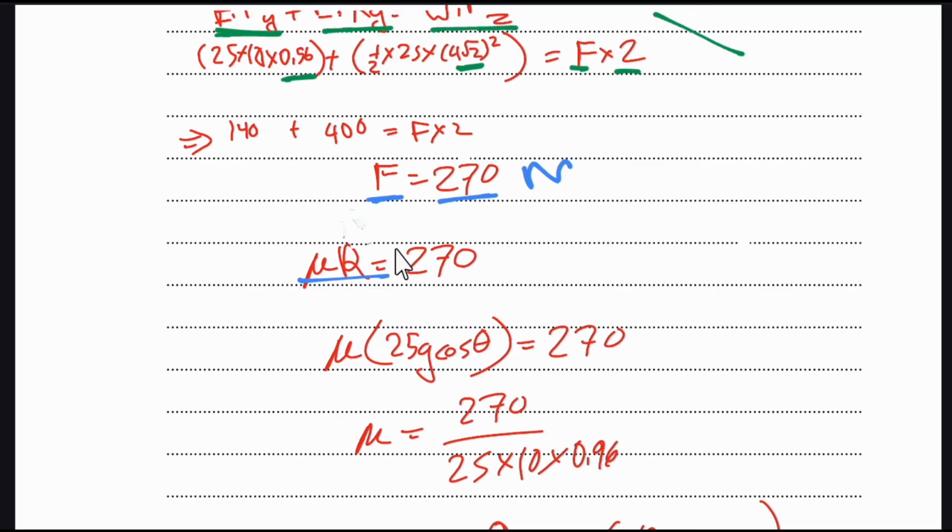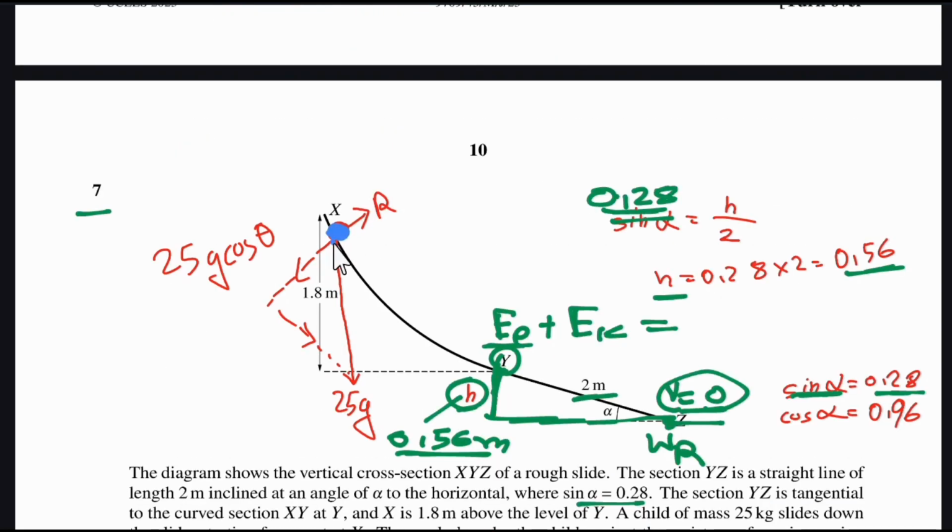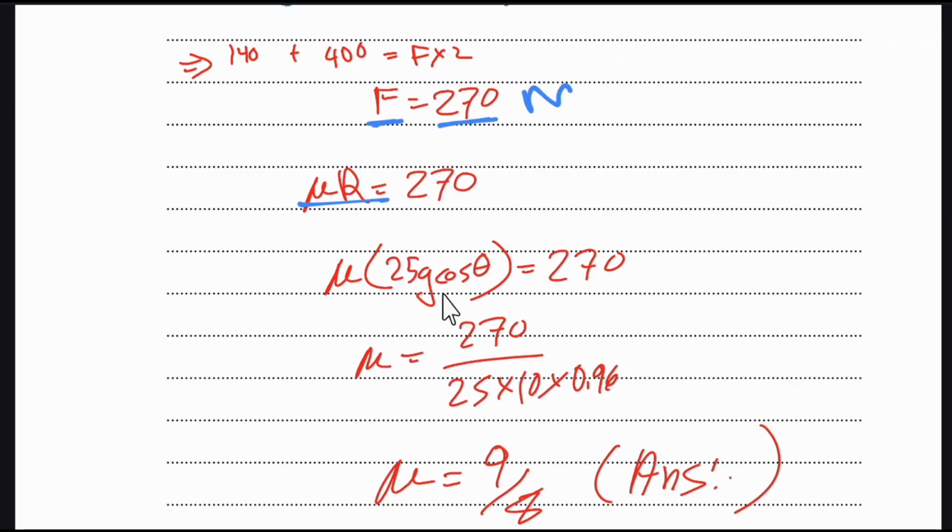So what is the value of R? This is the object, this is the downward force, and R is the upward force. The downward force is equal to 25 g cos theta, and since upward equals downward force, R is 25 g cos theta. After substituting the value, we get the value of mu, that is 9/8.